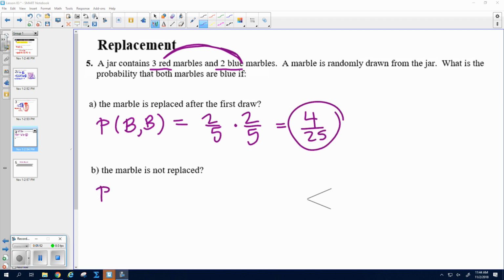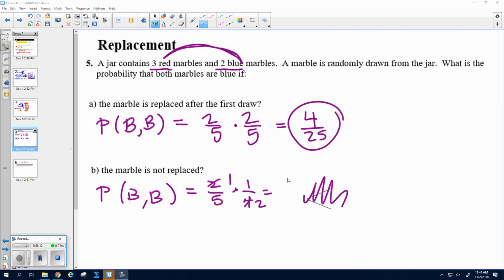Now what's the probability of getting a blue and a blue if we don't replace it in between? So the first draw is still 2/5, but now we assume that we got a blue. So now how many blues are left? 1 out of how many marbles that are left? 4. Now there's only 4 marbles. Cross cancel right here, and we get 1/10.